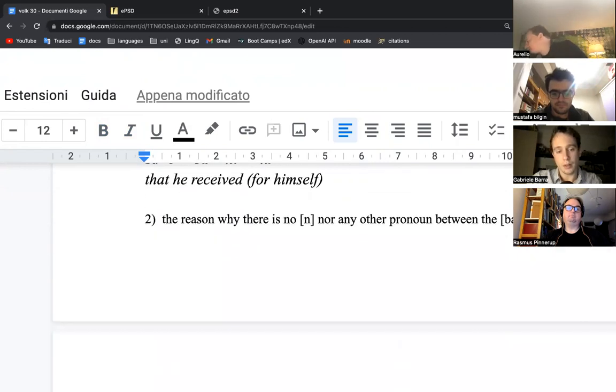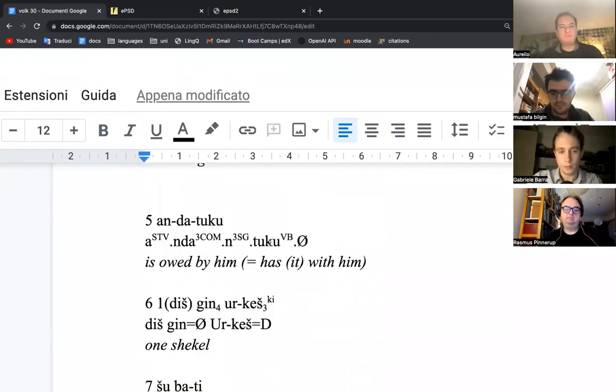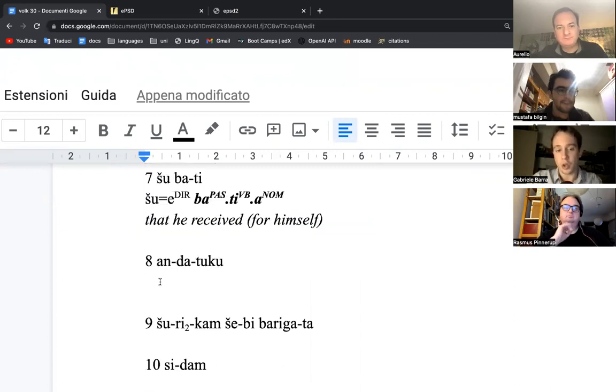We do have it again in line number 5. Yes. Is owned by him. So we have a commutative again, and we know that the commutative is often left out in writing outside of the verbal chain. So we should have a stray element in the sentence, which should go with a case, but right now is not marked by anything.